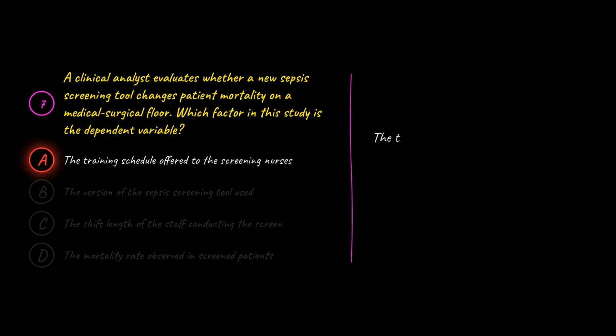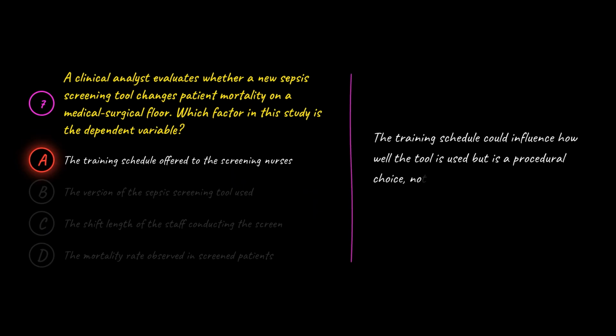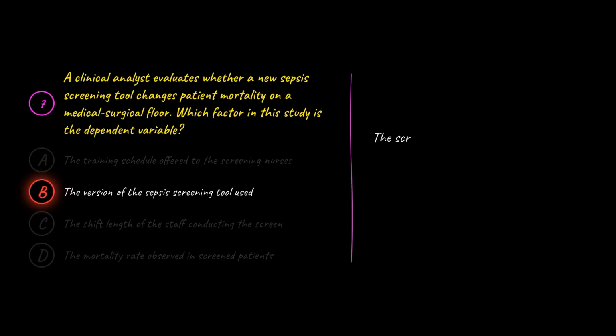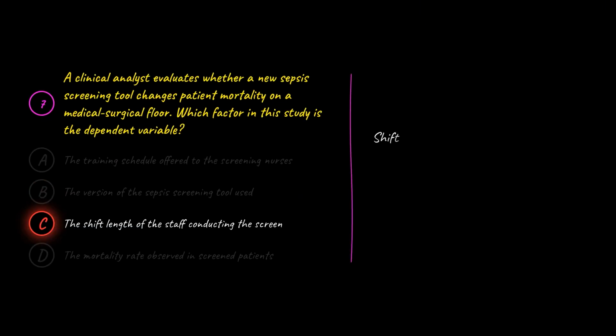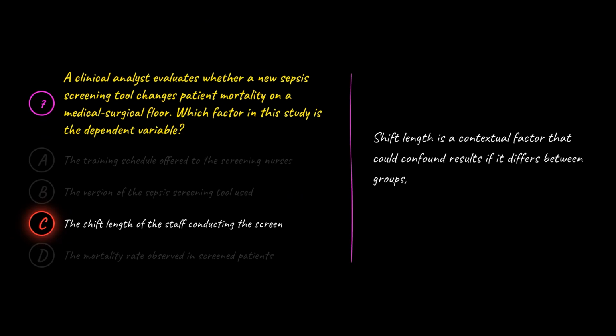A is wrong because the training schedule could influence how well the tool is used, but is a procedural choice, not the outcome the analyst is measuring. B is wrong because the screening tool itself is the input the analyst is manipulating, which makes it the independent variable rather than the dependent one. C is wrong because shift length is a contextual factor that could confound results if it differs between groups, but it is not the outcome under study.